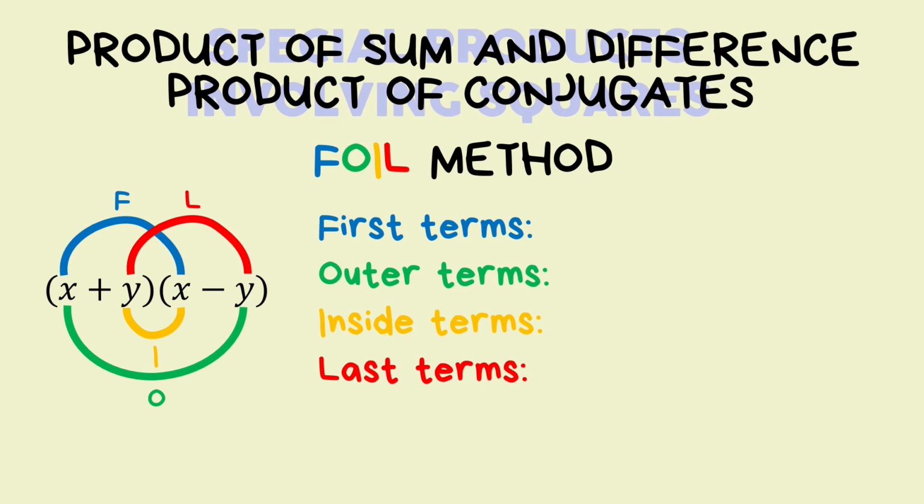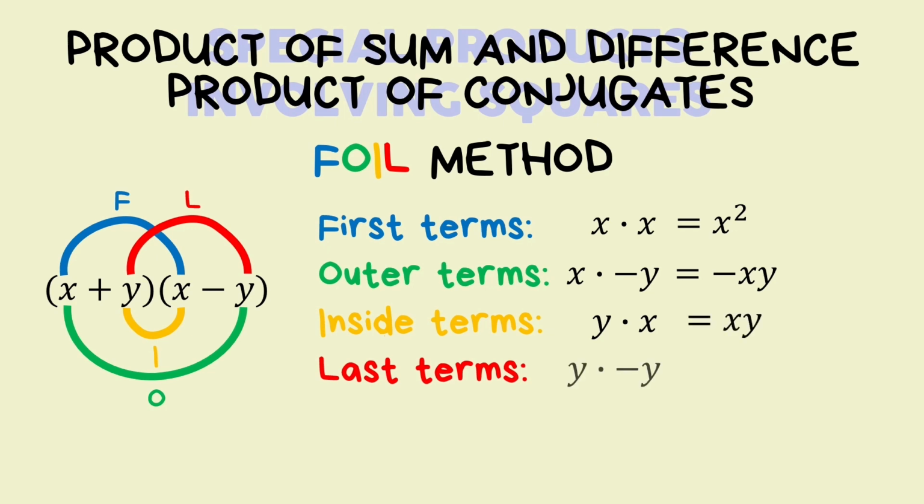Like earlier, the first terms are x and x, which makes the product x squared. The outers are x and negative y, which makes the product negative xy. The insides are y and x, which makes the product xy, and the last terms are y and negative y, which makes the product negative y squared.